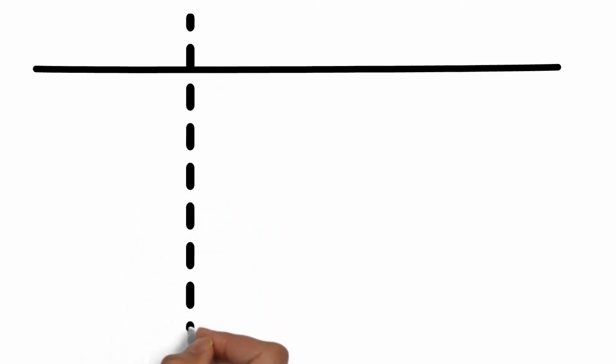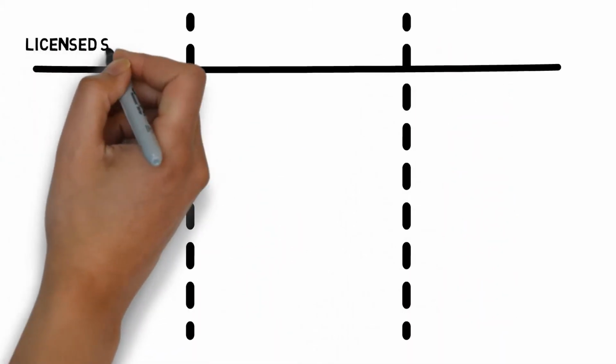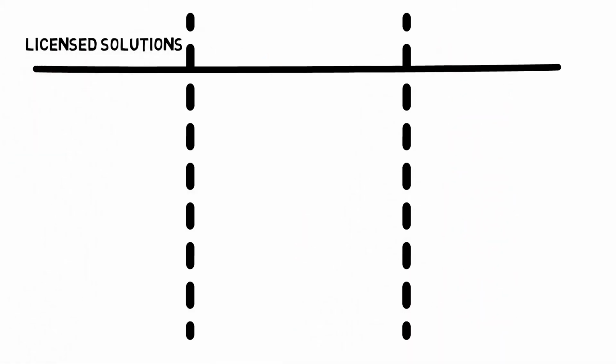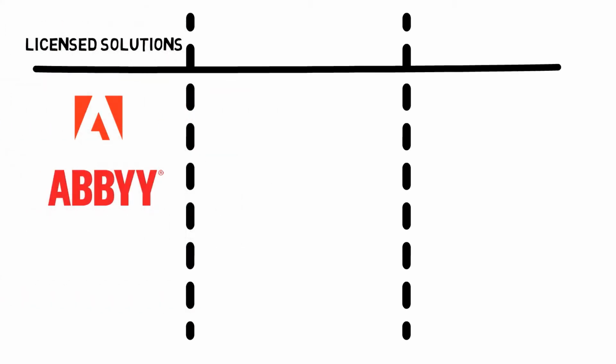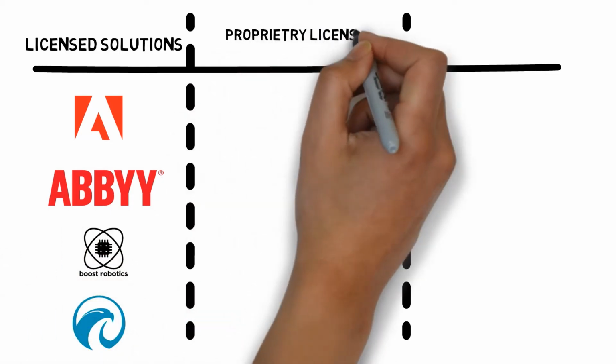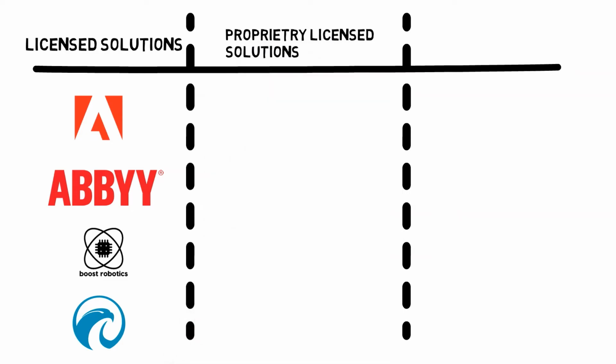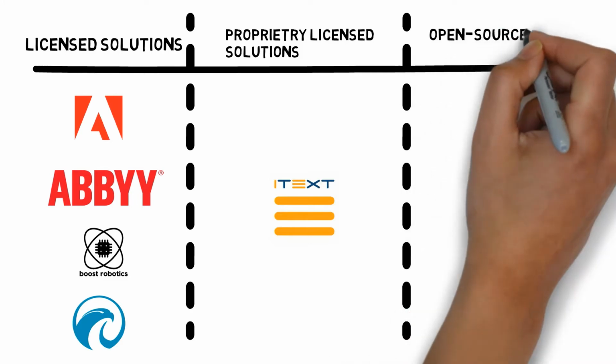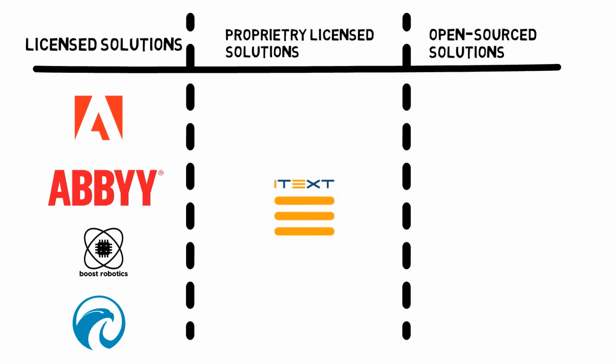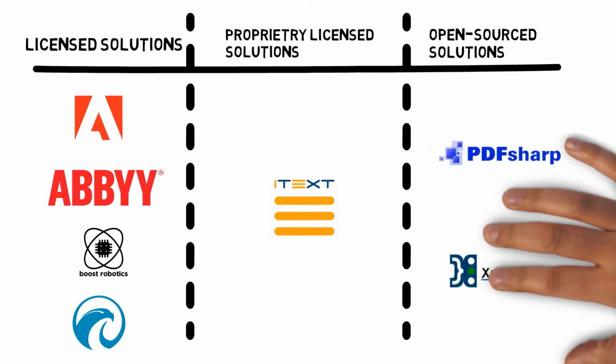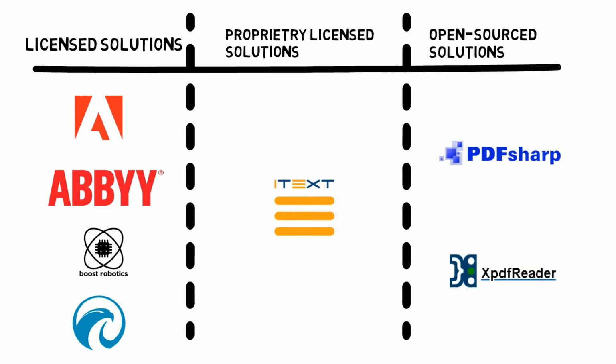First come the licensed solutions, which will have a cost associated with them. So we have Adobe, ABBYY, Blue Prism Robotics, and also Redis. Next comes the proprietary solutions. If you are using them commercially, they will cost you, such as iTextSharp. It is one such DLL that you can use. And at the end, we have the open source solutions, which are free to use, obviously, in the form of PDFSharp and Xpdf Reader.